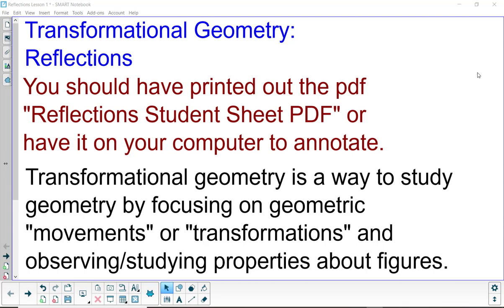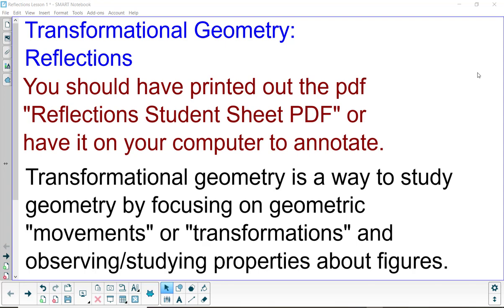Hi, this is Tom Reardon, math teacher from Ohio, here to talk to you about transformational geometry and especially reflections. You should have already printed out the PDF entitled Reflections Student Sheet PDF, or have it on your computer so that you can annotate it and do this along with me.